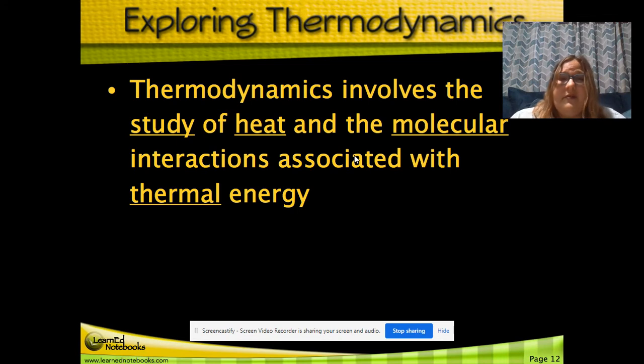So exploring thermodynamics. Thermo, keyword there is heat, dynamics, interaction. So how does heat interact? Thermodynamics involves the study of heat and the molecular interactions associated with thermal energy.